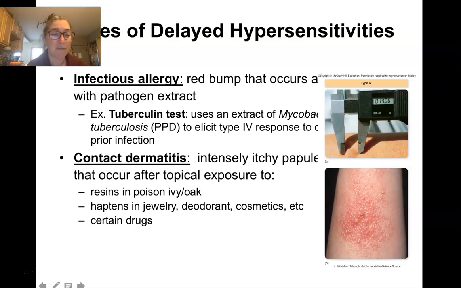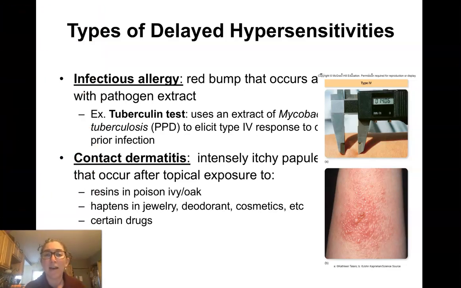Some classic type 4 delayed hypersensitivities. One is induced by the tuberculin protein. So Mycobacterium tuberculosis is the bacteria that causes tuberculosis, and it produces a protein that causes a delayed hypersensitivity response if you have been exposed to tuberculosis before, but not if you haven't. So a classic test for tuberculosis is called the tuberculin test, or sometimes the Mantoux test, or sometimes the PPD test.